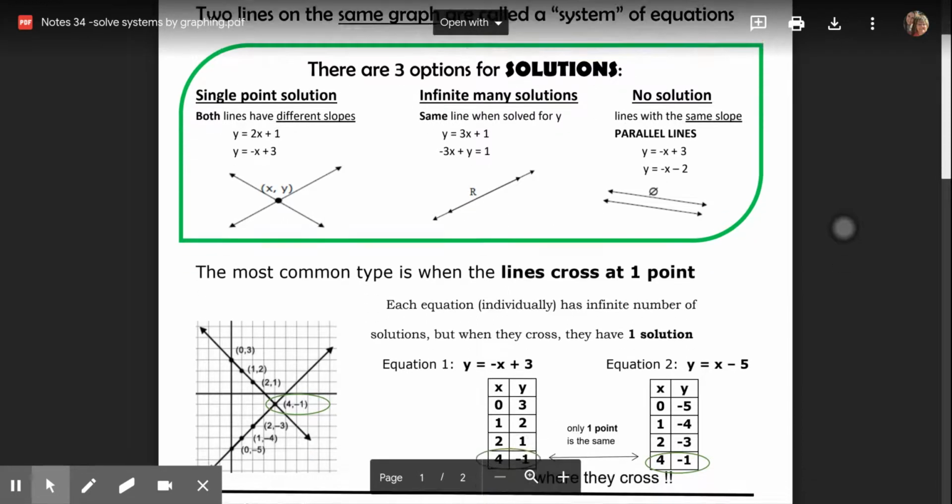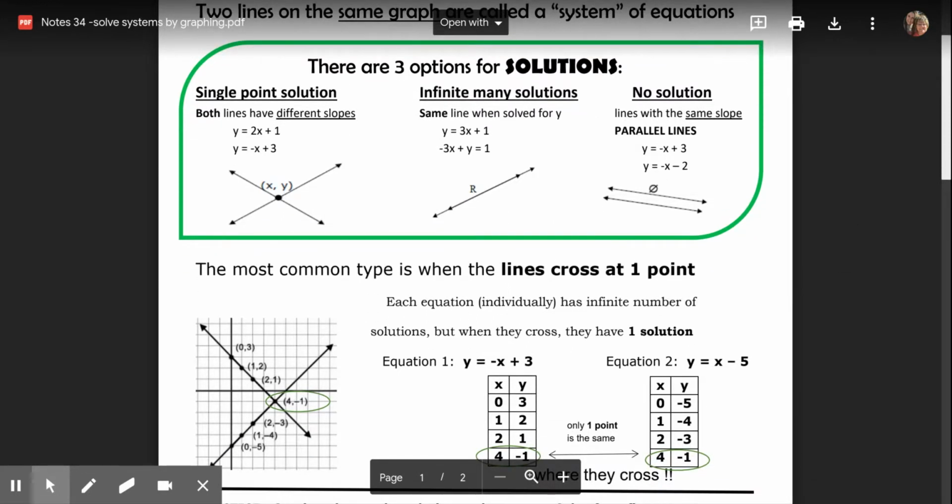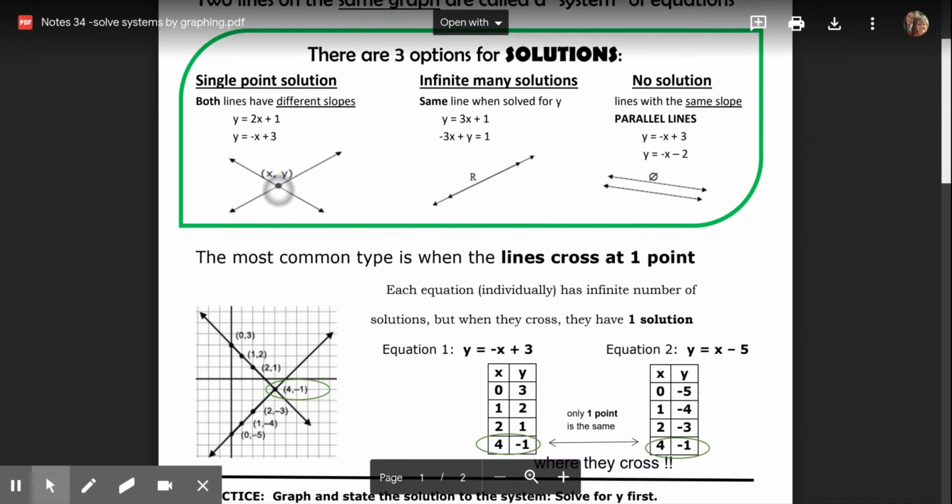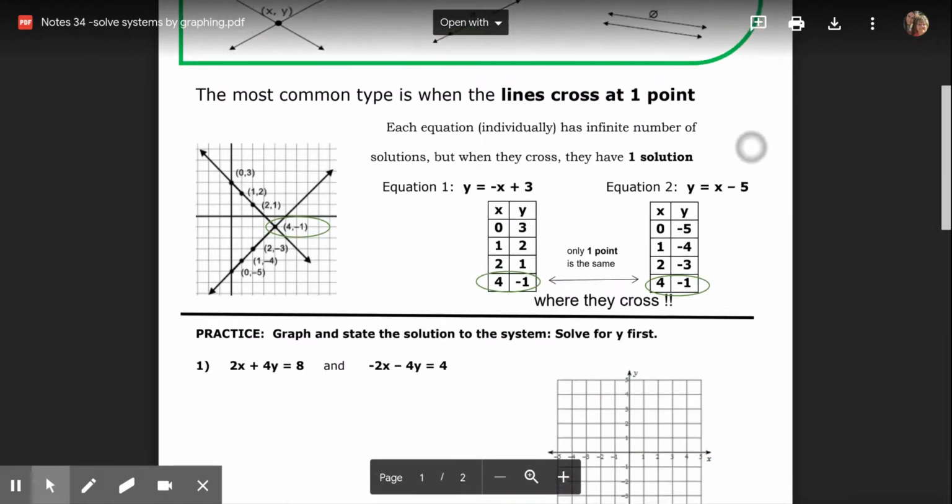So on the graphing part, there's 3 options for solution. One is where they cross at an intersection, so that'll be an ordered pair. One is where the lines are the same. So when you have one line on top of another line, there's going to be infinitely many solutions. And then over here, the third way, there's going to be no solution of intersecting because they have the same slope, so the lines are going to be parallel.